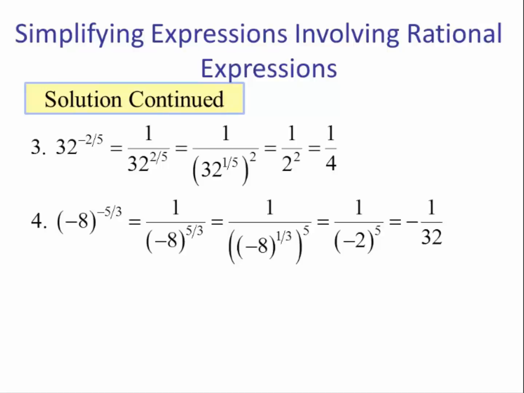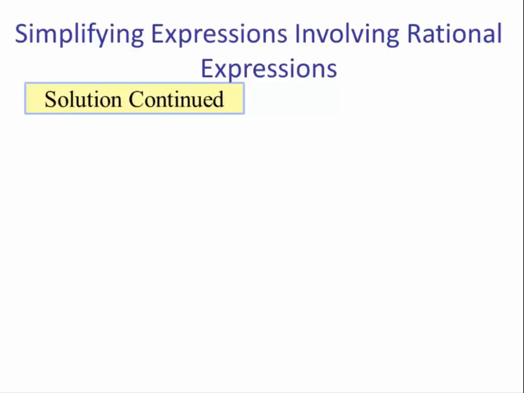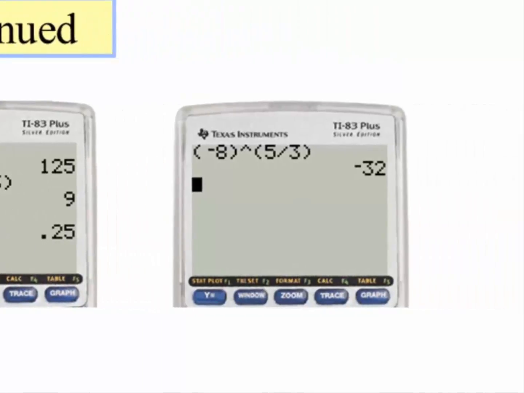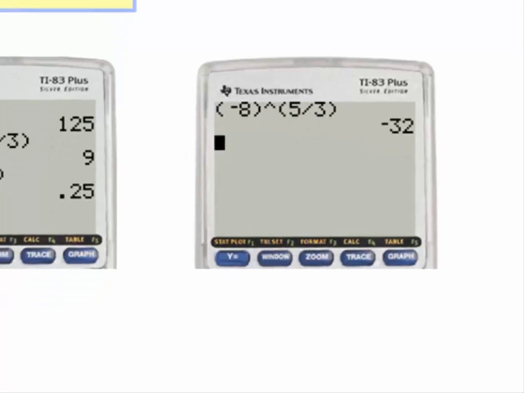Now again, for this class, we will let the graphing calculator compute these values for us. So using the graphing calculator, if I take 25 and raise it to the 3 over 2 power, I get 125. Negative 27 raised to the 2/3 power is 9. 32 raised to the negative 2/5 power is 0.25, or 1/4. And the last one, negative 8 raised to the 5/3 power is negative 32.